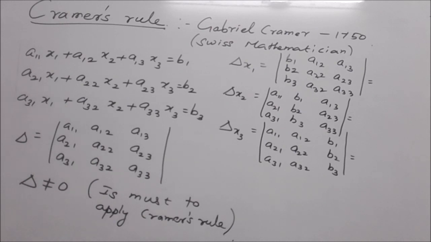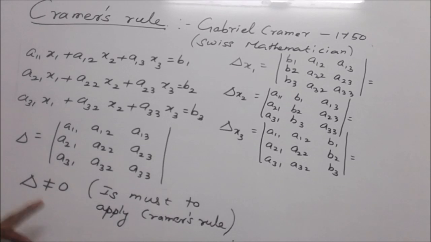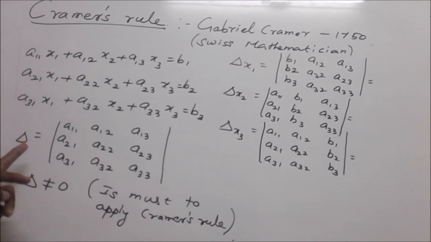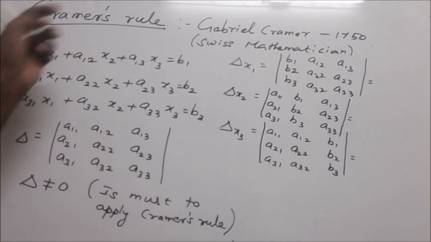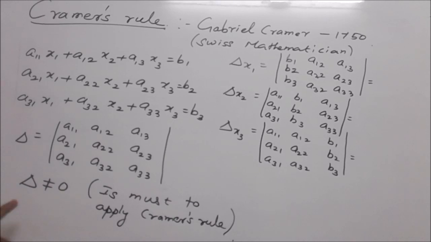That is a one mark question: Cramer's rule is applicable only if dash. In the answers, options like delta equal to 0, delta not equal to 0 will be given, so you should choose delta not equal to 0. Cramer's rule is applicable only when delta, the determinant of the coefficient matrix, is not equal to 0.